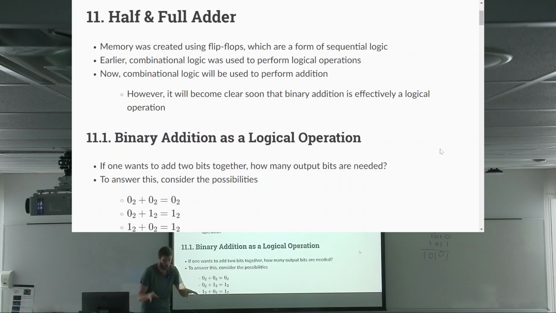Now, don't get me wrong, we're going to take combinational logic and add it to sequential circuits to make use of them in bigger sequential circuits. But in and of themselves, they're not sequential. But the flip-flops are sequential. We use combinational logic to perform those other logical operations. Now, combinational logic is going to be used to perform addition, arithmetic.